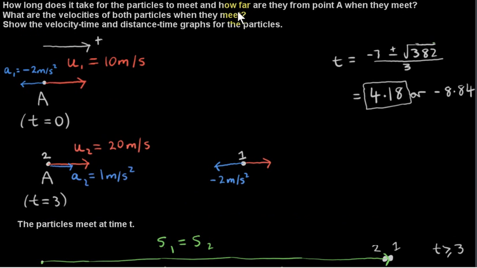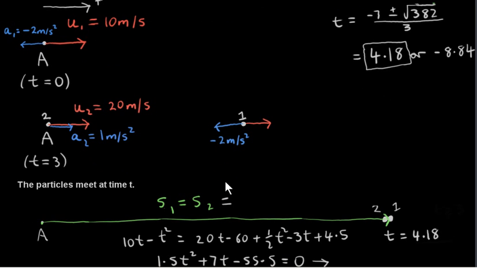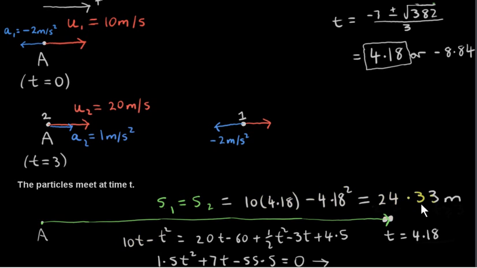The next thing that we want to get is the distance of the particles from point A when they meet. So we plug the time into either S1 or S2. So I'll use S1, which is 10t minus t squared. We get plus 24.33 meters.